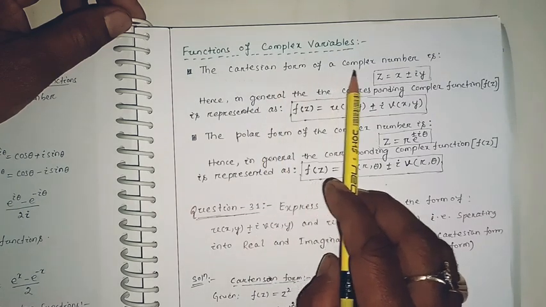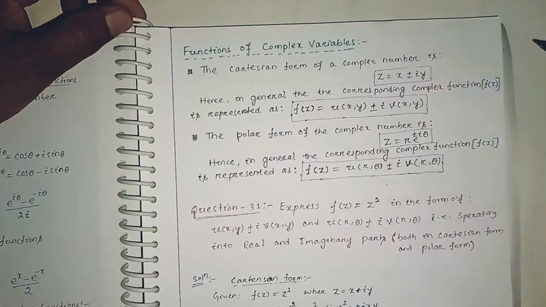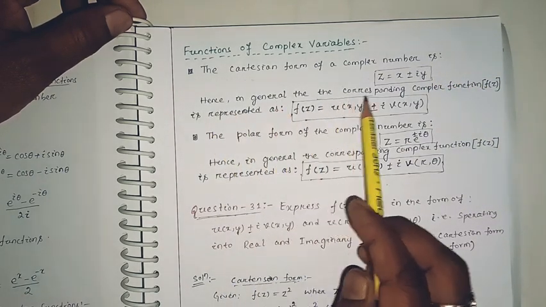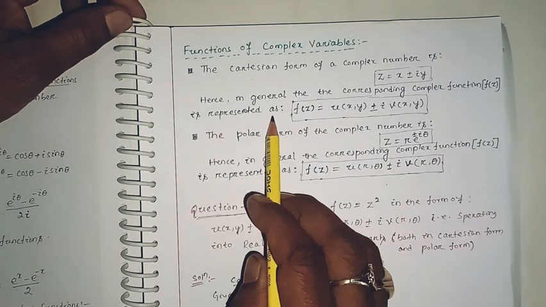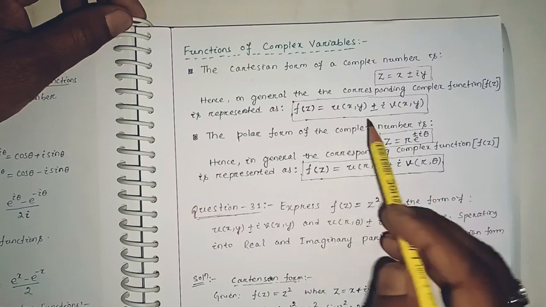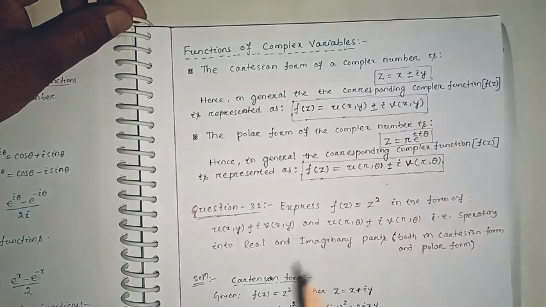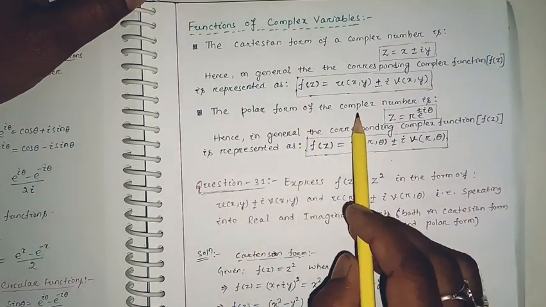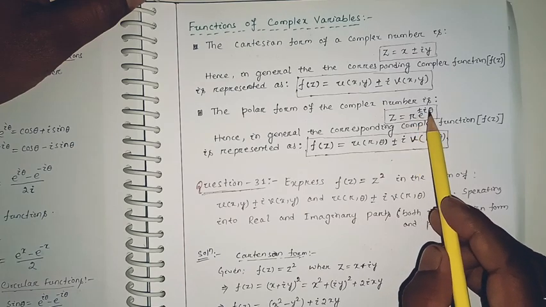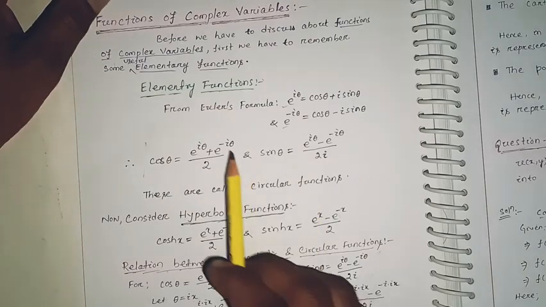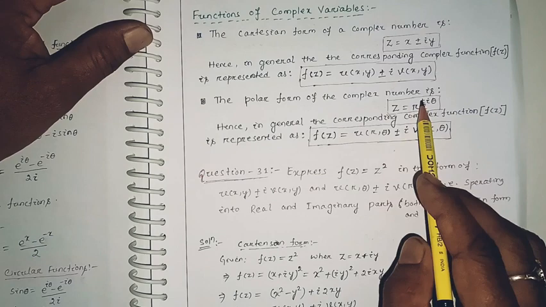The Cartesian form of a complex number is like this: z equal to x plus or minus iy, that we know. Hence in general the corresponding complex function, that is f(z), is represented as f(z) equal to u(x,y) plus i v(x,y). Here u is a function of x and y, v is also a function of x and y. The polar form of a complex number is z equal to r into e to the plus or minus i theta, which we already discussed in our Euler's formula. Okay, so this is the polar form of a complex number.